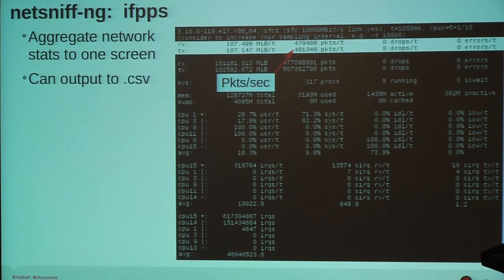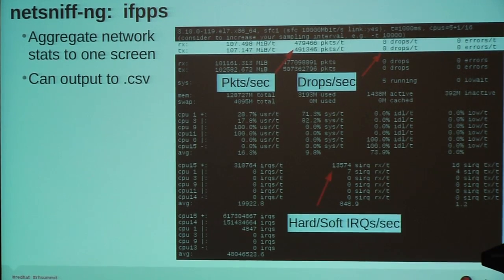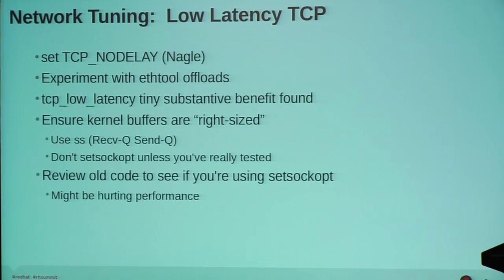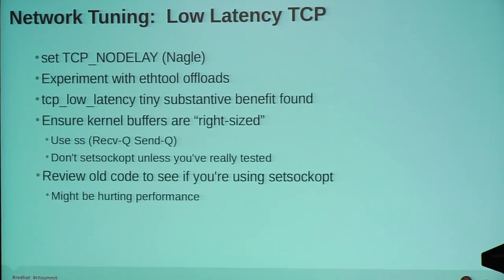I tend to use it all the time because it does something no other tool that I know of does, which is it shows you the soft IRQs as well as the hard IRQs and what processor is processing the top half and bottom half of the interrupt. So packets a second, drops per second if there happen to be any, hard and soft IRQs, and so ifpps. It's part of the netsniff-ng package. He also has a trafgen tool if you want to generate traffic really, really fast as well in that same package.